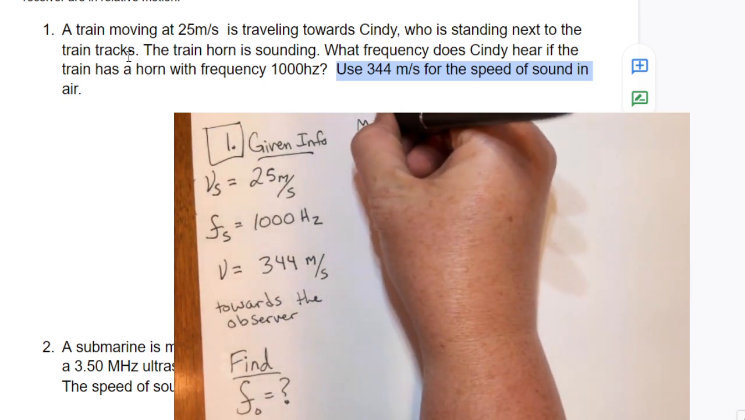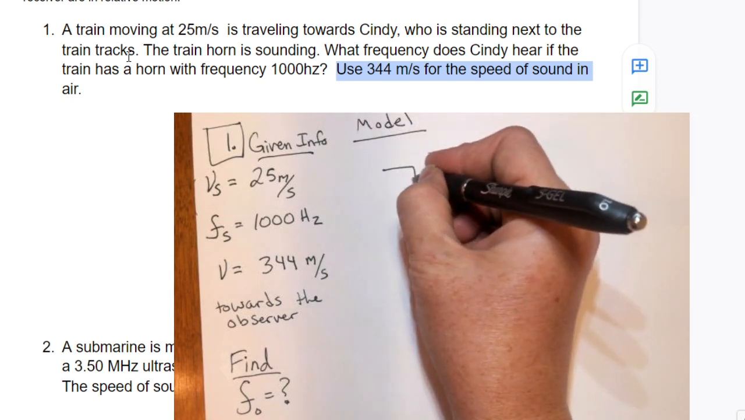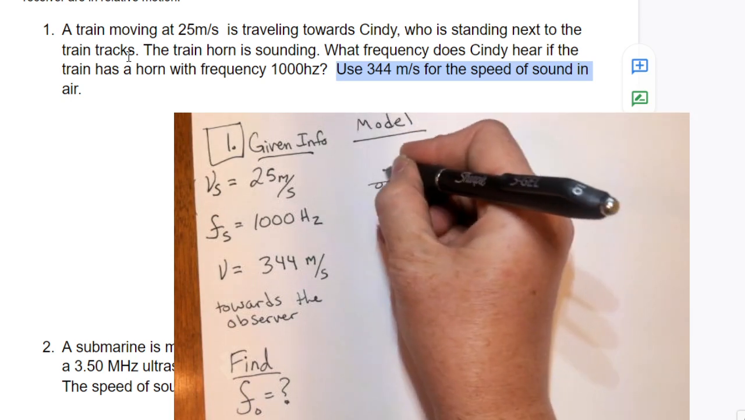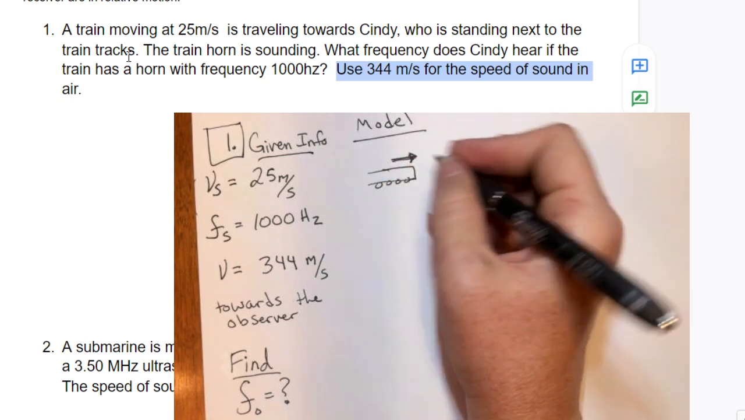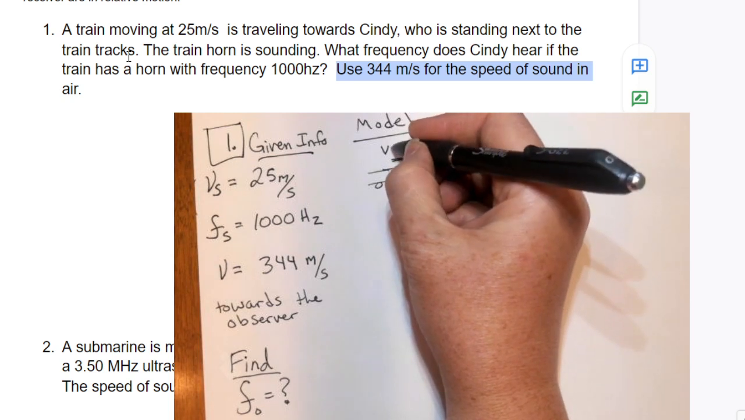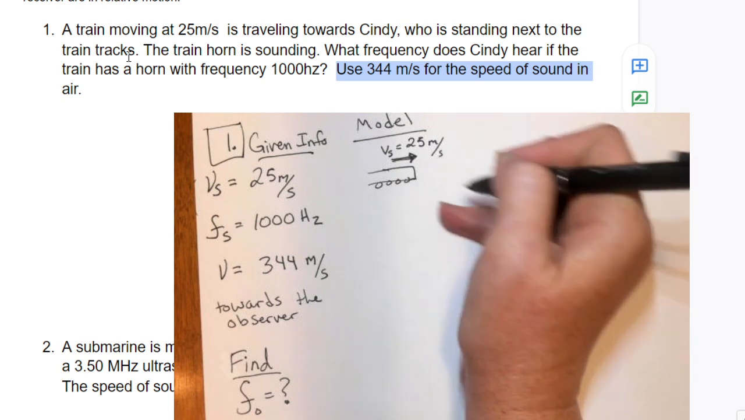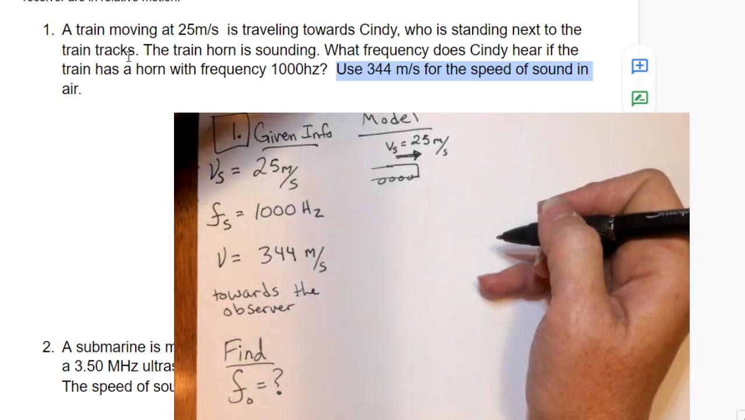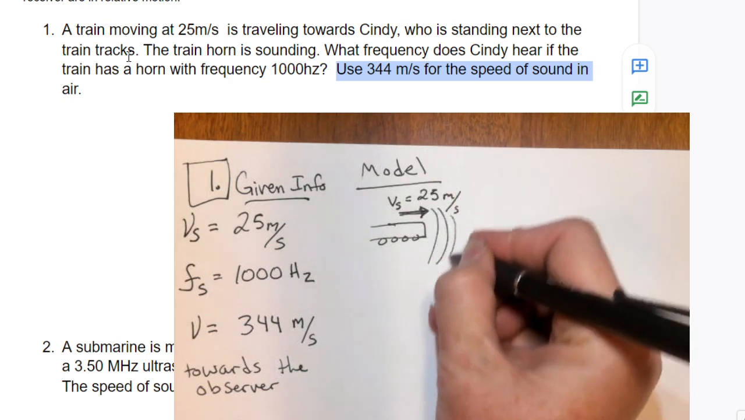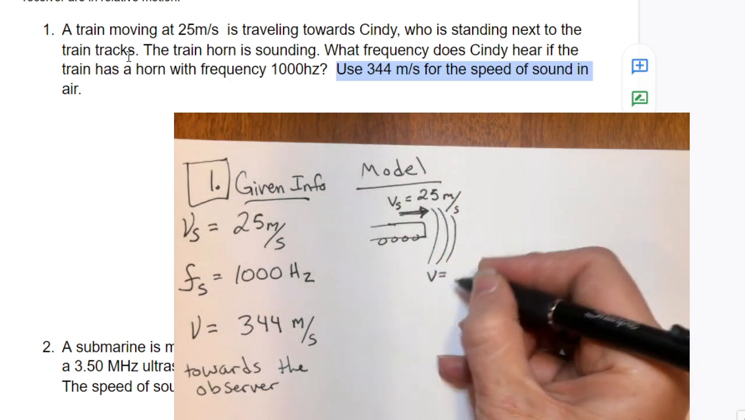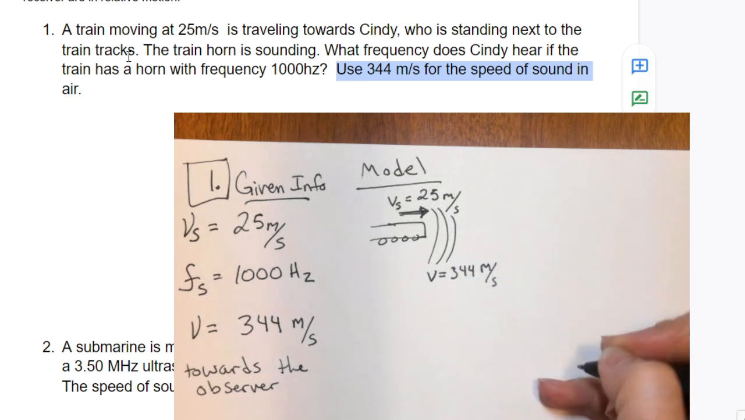Okay, step 3 is always to draw a model. I'll put my model up here. The model shows a train, and I'm going to draw the velocity vector above the train to show that it's moving at 25 meters per second. And I'll draw some wave fronts. The velocity of the sound equals 344 meters per second.